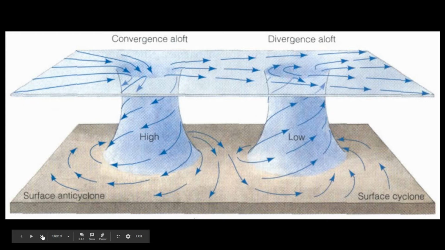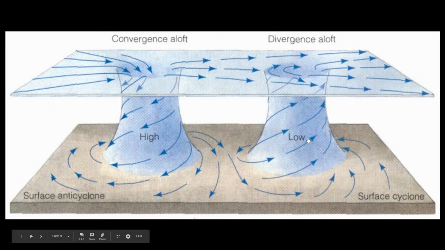Looking at the same type of graphic, just at an angle, in more of a three-dimensional view, you can see what happens. Air aloft will come in and actually sink down to the surface, and as it sinks down to the surface, you see it spiraling outward in a clockwise fashion. Same thing on the low pressure side, it spirals in a counterclockwise fashion, and then as it gets to the center of the low, it rises up. And that's why you get a lot of inclement weather around areas of low pressure.